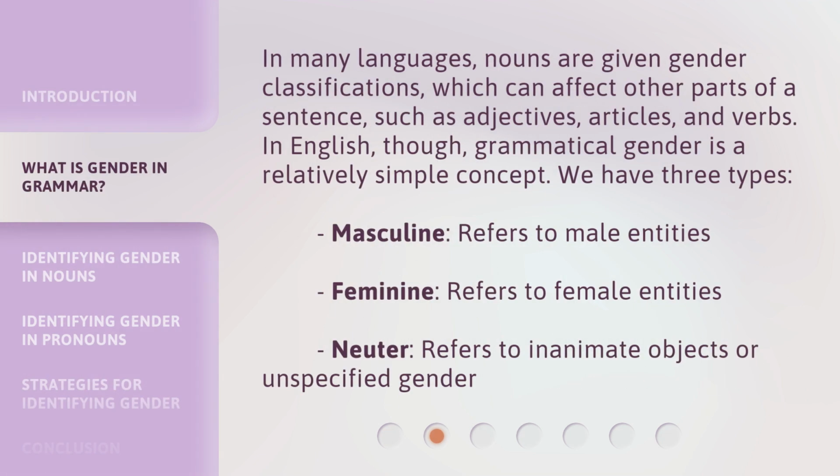In many languages, nouns are given gender classifications, which can affect other parts of a sentence, such as adjectives, articles, and verbs. In English, though, grammatical gender is a relatively simple concept. We have three types. Masculine refers to male entities. Feminine refers to female entities. Neuter refers to inanimate objects or unspecified gender.